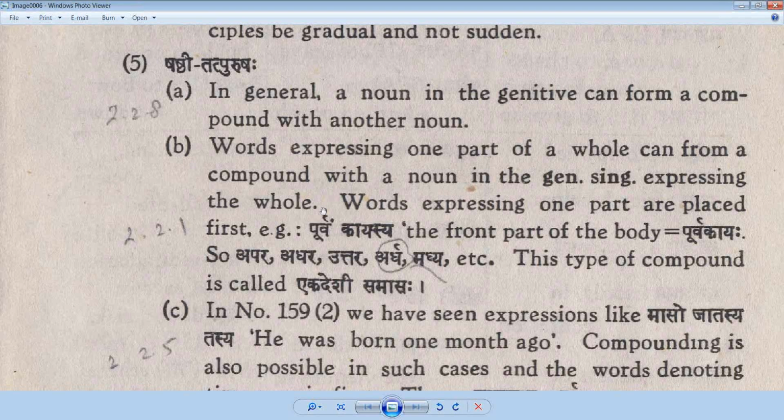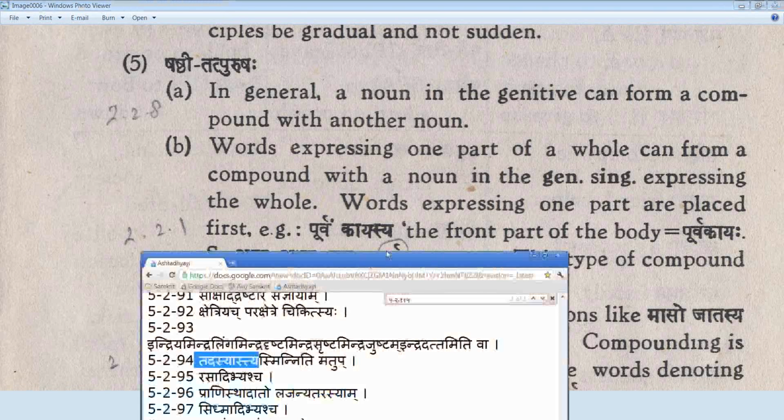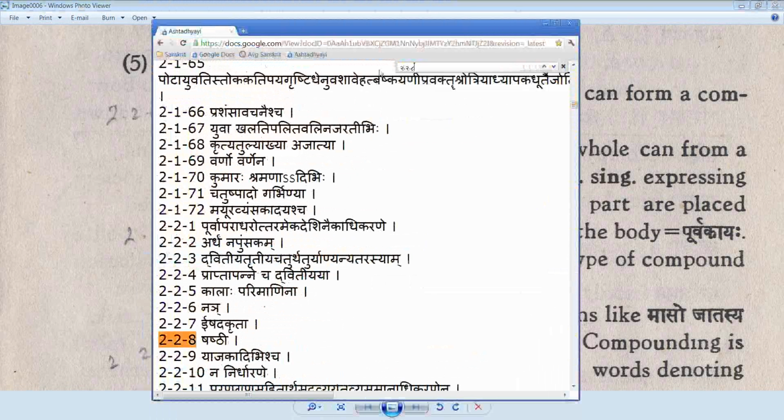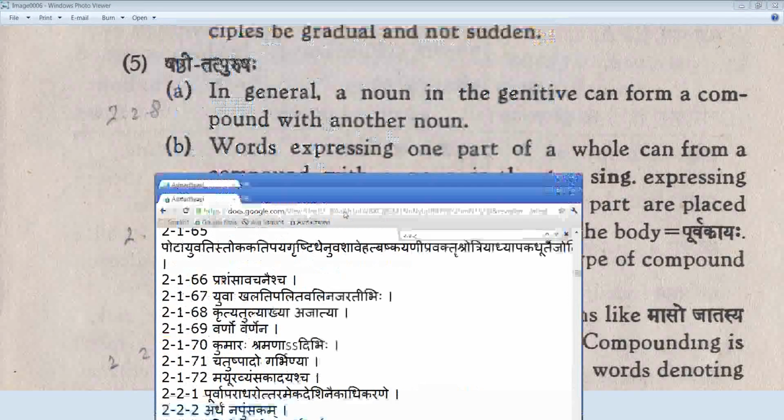Now the first question you should ask is: why can we not just use Sutram Shashti? Panini already gave us the authority to form the compound by 2.2.8. Why can we not just use that one? Because that is already given to us, Shashti. It is not a pratishedha vidhana, so we don't have to worry about prohibitions over here. So why can we not use that? Let's look at an example.